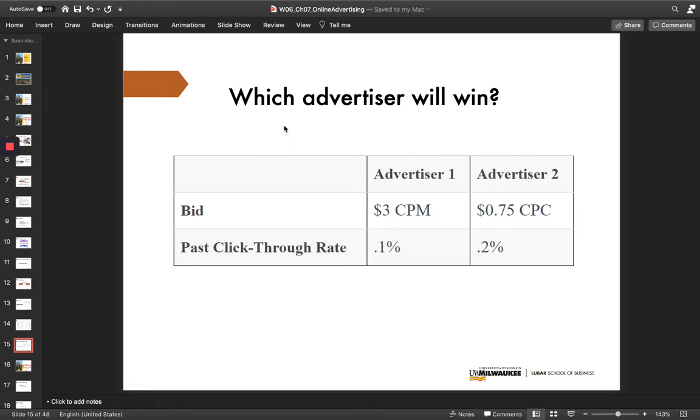Let's go back to see what the question is. Which advertiser will win? Of course, the advertiser with the higher bidding price will win, right? Or from the network's or publisher's point of view, which advertiser will give higher money to the publishers or the network, right?